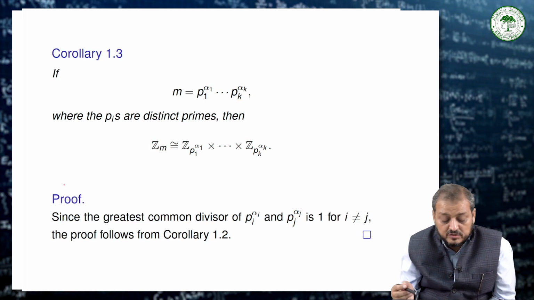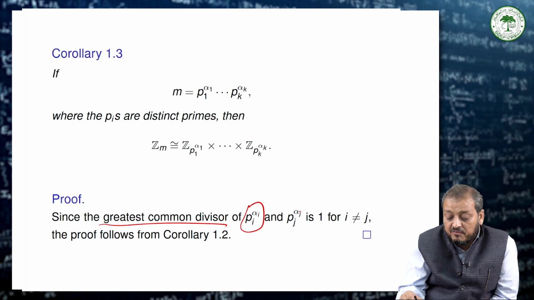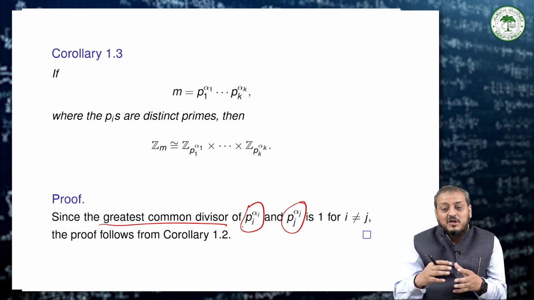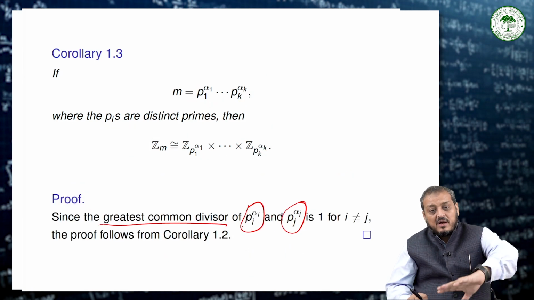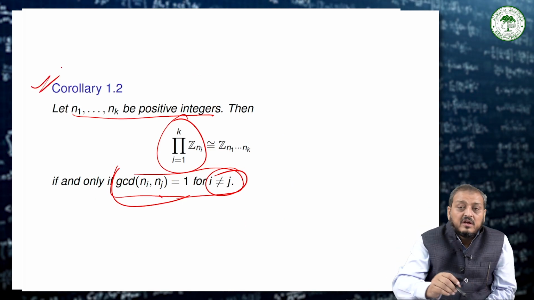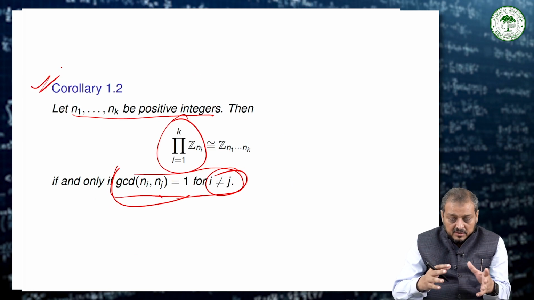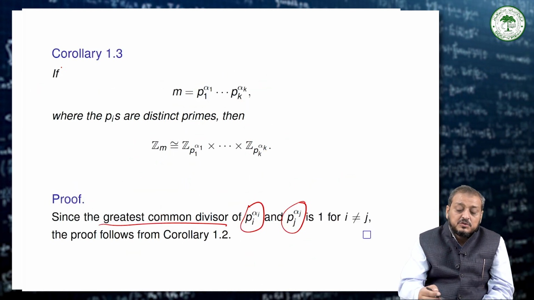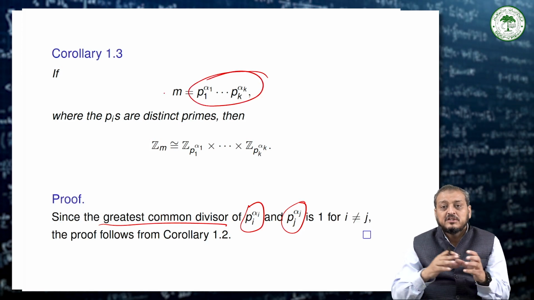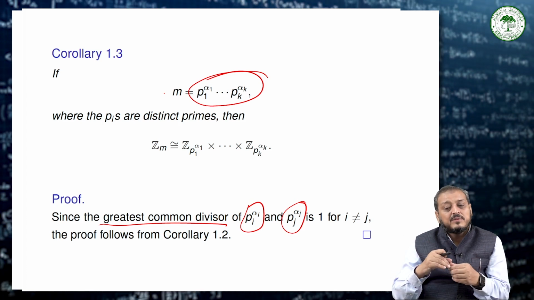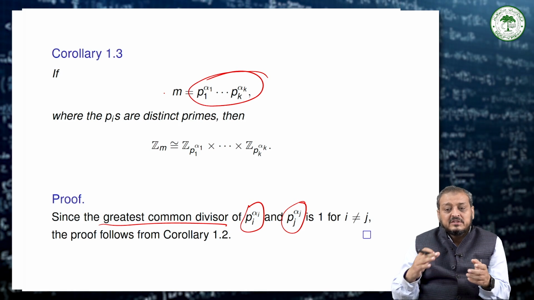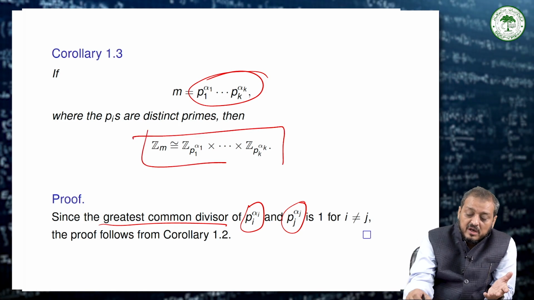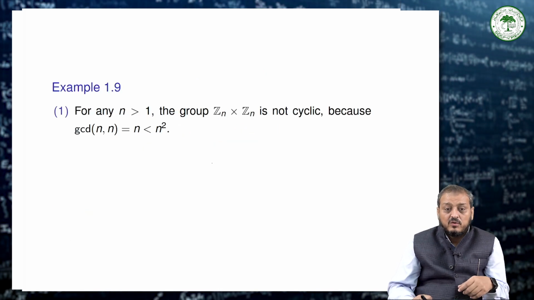The proof is very simple. Because these are all distinct primes, if you take the GCD of the prime powers, it is clearly equal to 1. And if the GCD is equal to 1, then we use the previous theorem, whose extension to finitely many positive integers is this corollary. Because these are all distinct primes, they are always relatively prime, so the greatest common divisor is only 1 for each i different from j. Then by using the previous corollary, we can say that Zm is isomorphic to this product. The proof is very trivial in this case.